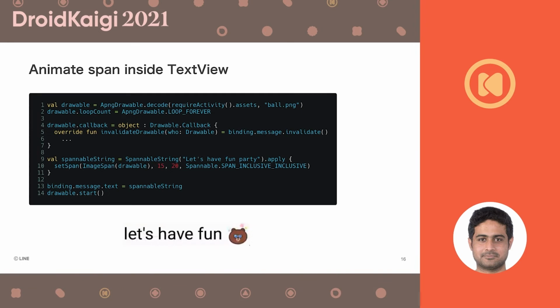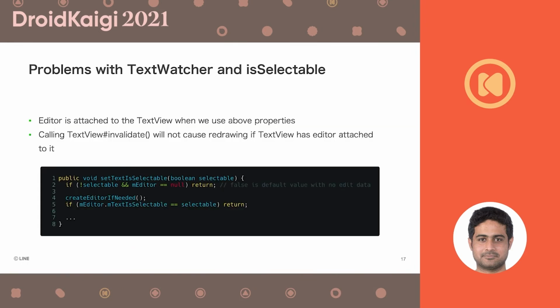Okay, so now we have a working animation in our TextView, but it has some limitations and issues. Let's discuss the limitations and issues that we faced while working on animated spans inside TextView. We have two common properties, TextWatcher and isSelectable. Whenever we use these properties, an editor is attached to the TextView. If an editor is attached to the TextView, then the invalidation behavior that we discussed in the previous slide will not work as expected.